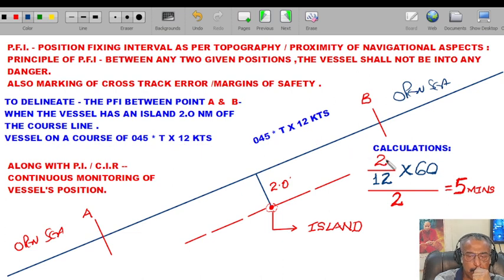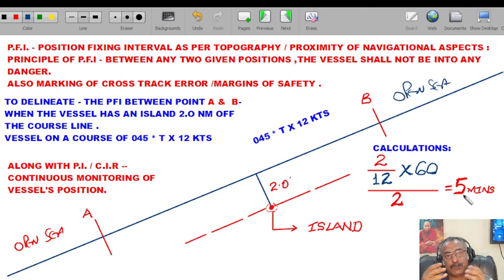So the calculation goes: the distance of the nearest danger, that is 2 miles, divided by the speed of the vessel, which is 12 knots, multiplied by 60, and the whole thing is divided by 2. That's the principle of PFI. Why it is divided by 2: between any two given positions, the vessel shall not be running into any danger. So we divide this by 2 and your PFI comes as 5 minutes.